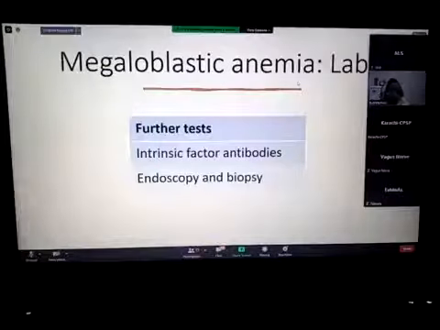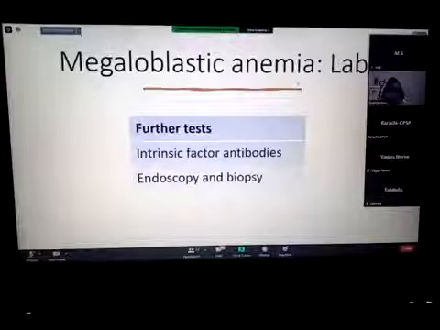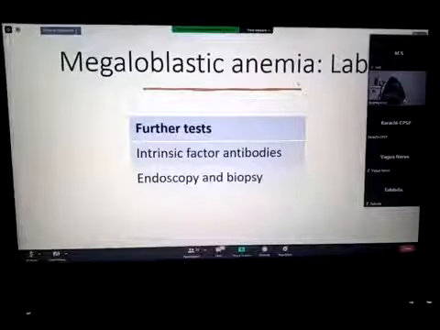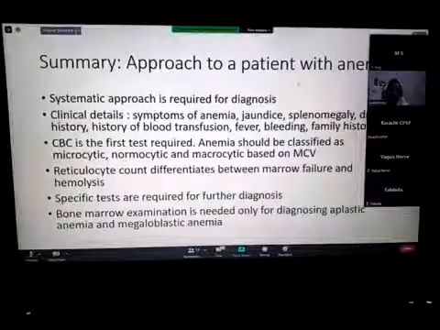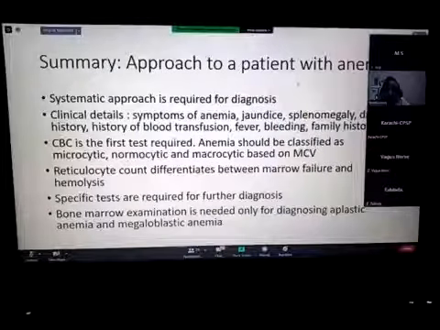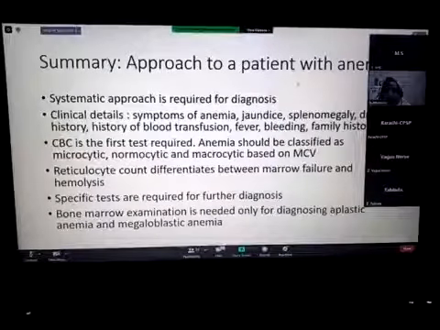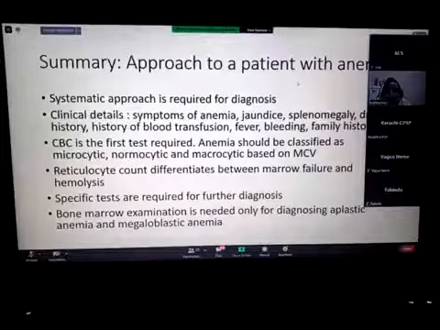You need to have further tests. For example, for pernicious anemia, you need to check for intrinsic factor antibodies. If you are suspecting intestinal problem, one needs to do endoscopy and biopsy to diagnose the intestinal problem, that is why the patient is having malabsorption. So with this, I come to my last slide, which is approach to a patient with anemia.